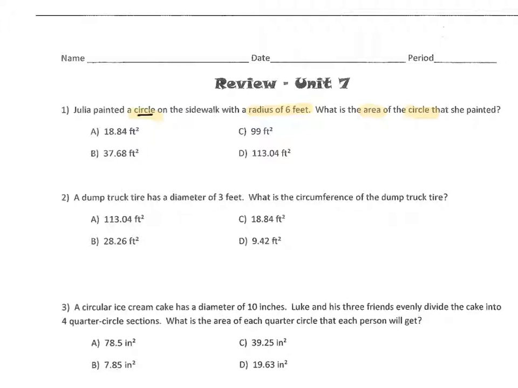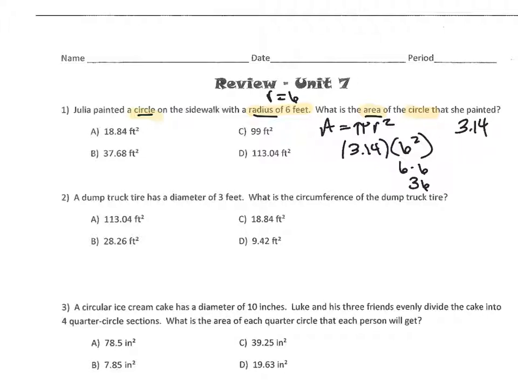So keywords, we've got circle, radius, and area. So that tells us I need to find the area of the circle. So the area formula for a circle is pi r squared. So then plug those numbers into the formula you just wrote down. So 3.14, my radius was 6, so 6 squared. So 6 squared, 6 times 6 is 36. So 3.14 times 36.